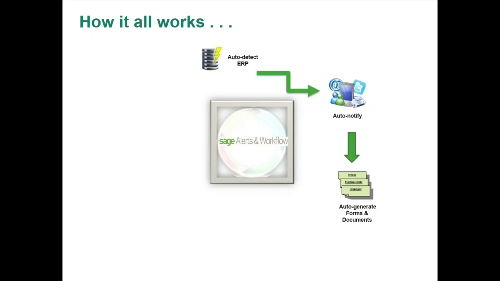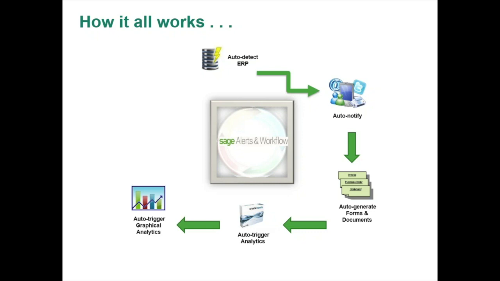Now, if we put this graphically, what it looks like is this. Alerts and Workflow starts out with monitoring your Sage ERP application, and for that matter, all of your other business applications as well. When important transactions or conditions occur, Alerts and Workflow notify the appropriate people. It automatically generates and delivers the appropriate forms and documents, automatically triggering the appropriate analytics, whether that's a Crystal report, a Sage Intelligence report, or some other analytical tool. And finally, Alerts and Workflow goes back into your business applications and updates the appropriate information as needed.